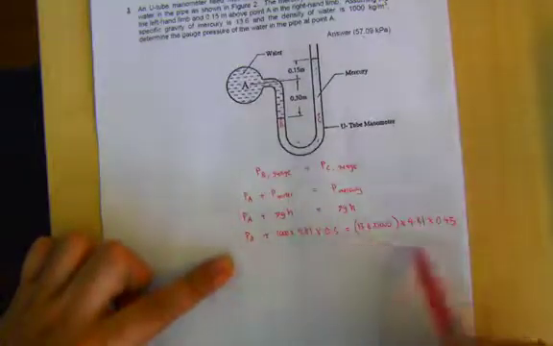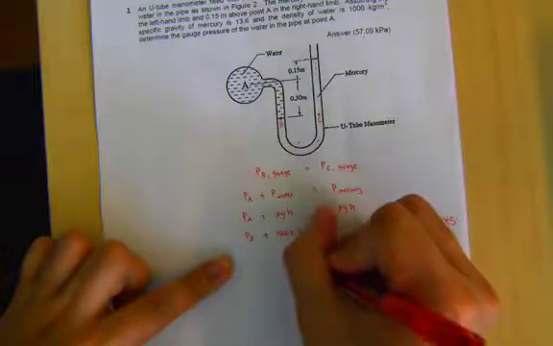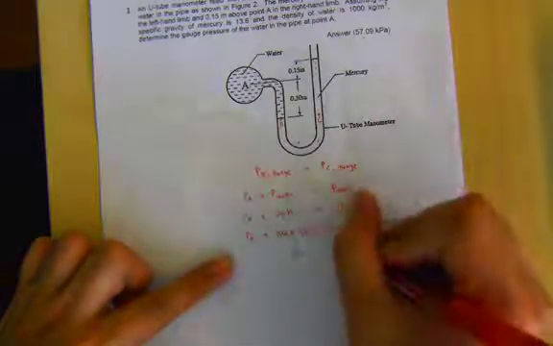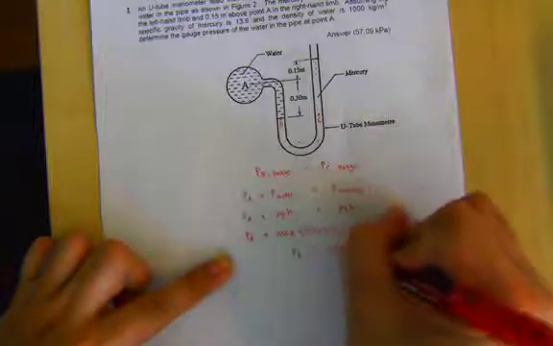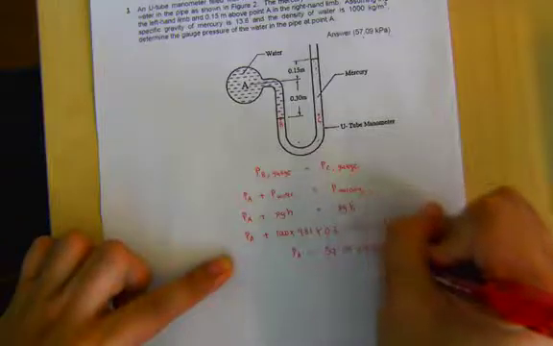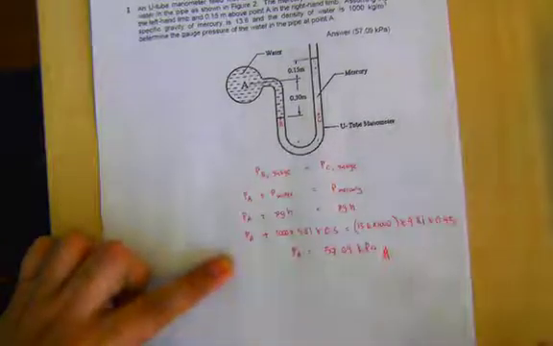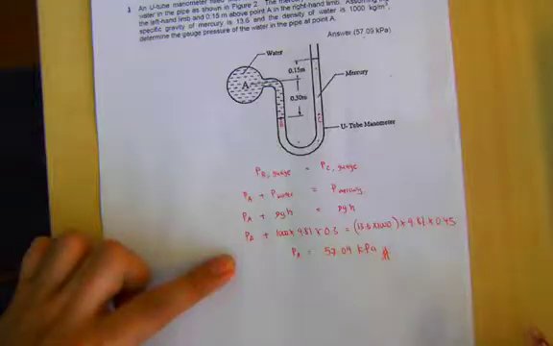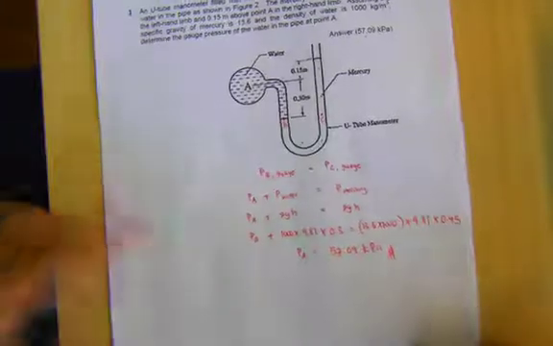So we will calculate on the left hand side and on the right hand side. PA, when you work it out, should give you 57.09 kilopascal. So that's it for the first question.